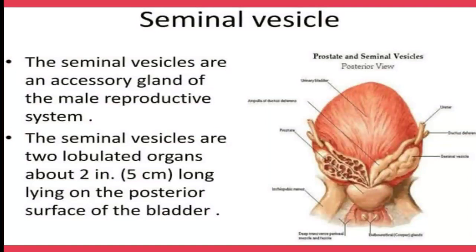Then, in addition to the testes and ducts, the male reproductive system has some accessory glands. The accessory glands include a prostate gland, a pair of seminal vesicles, and a pair of Cowper's glands, that is, bulbourethral glands. Secretion of these glands makes up the seminal plasma. It is rich in fructose, calcium, and some enzymes.